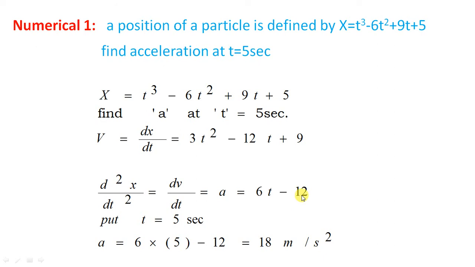So the acceleration equation is now known to us. Find out the acceleration when t is equal to 5. Substitute t is equal to 5 over here. So 6 into 5 minus 12, that is 18 meter per second square is your acceleration. So it is a quite simple problem. Got it? Displacement is given. From that find out v. From v you have to find out a and substitute the value t is equal to 5 in the equation of a.